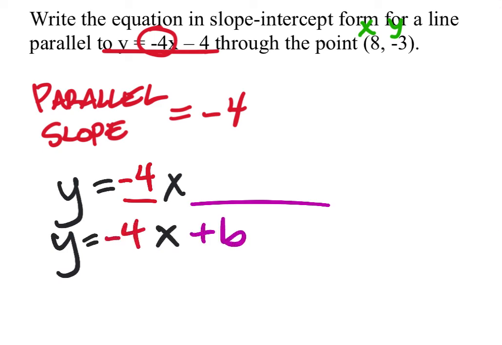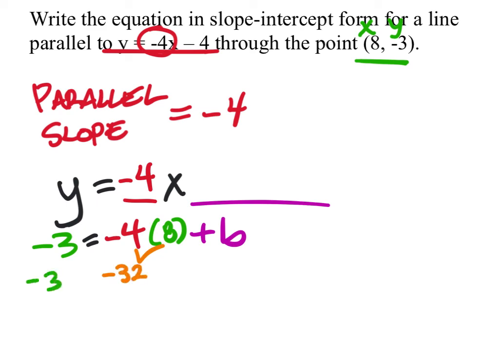And yeah, we have our y and x values from the ordered pair up there. 8 is the x value, and -3 is the y value. I'm looking up here at the top. Okay, and then we just solve this for the b value. So -4 times 8 is -32. So we got -3 = -32 + b.